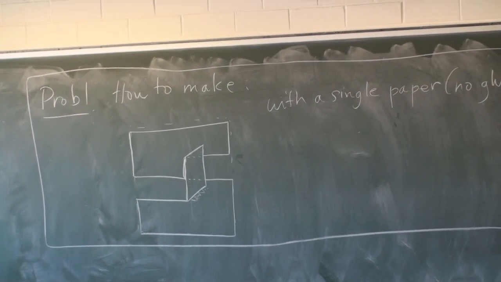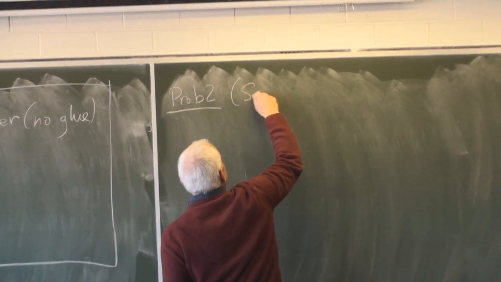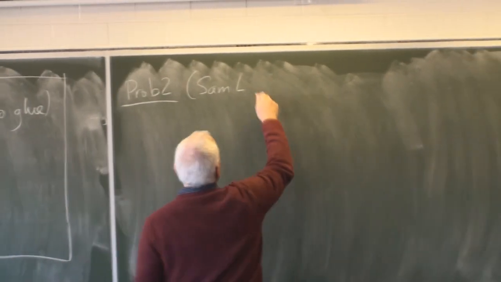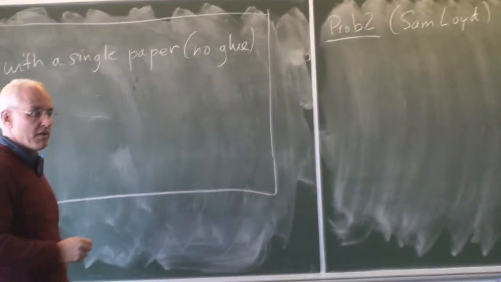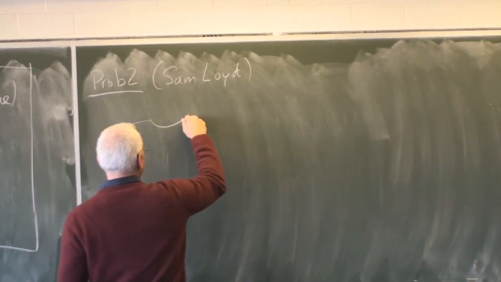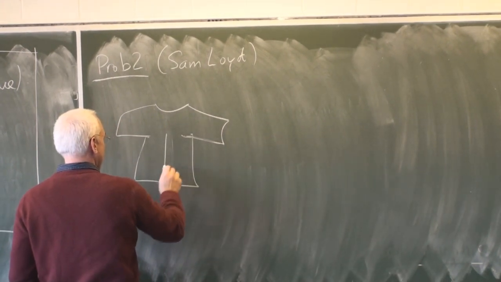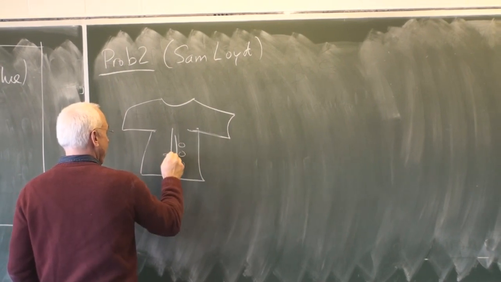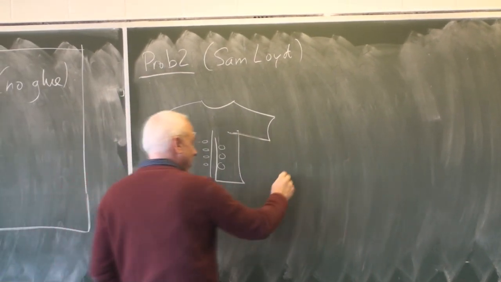And here's problem number two. This goes back to a famous 19th century puzzle maker named Sam Lloyd, who also created lots of chess puzzles and other things. So the ingredients are: you need a shirt with lots of buttons and holes for the buttons. And you also need a pencil.